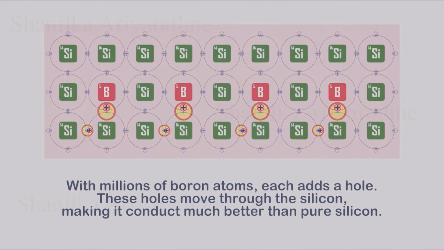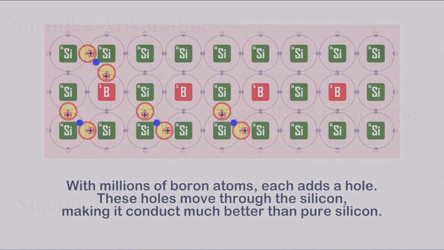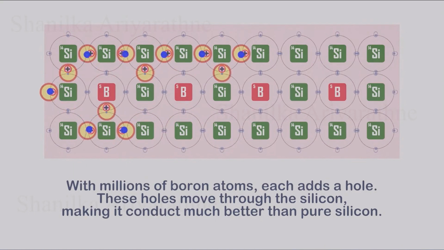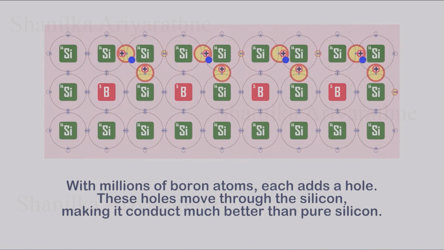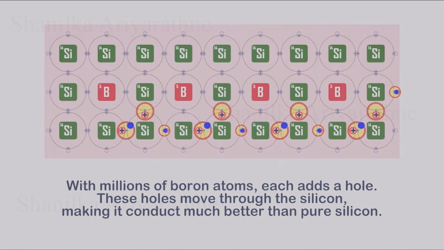Now, imagine this happening throughout an entire silicon wafer, with millions of boron atoms spread across the lattice. Each one contributes a hole, and even without adding extra energy, these holes are ready to move. The result is a silicon wafer that conducts electricity far more effectively than pure silicon.